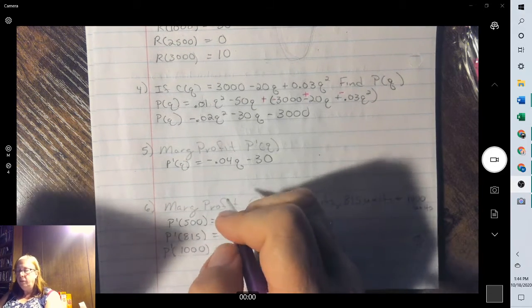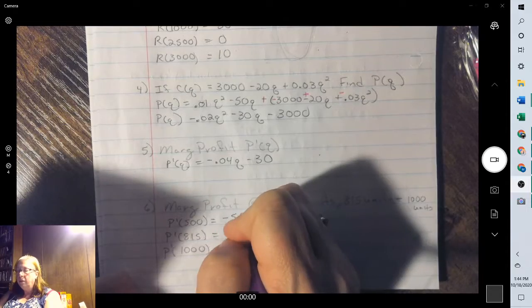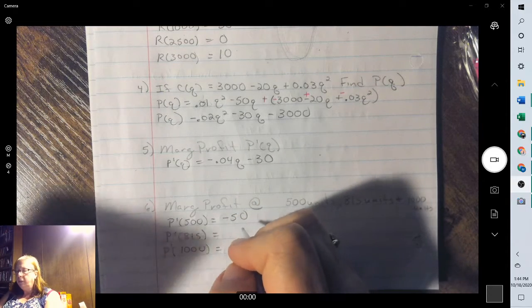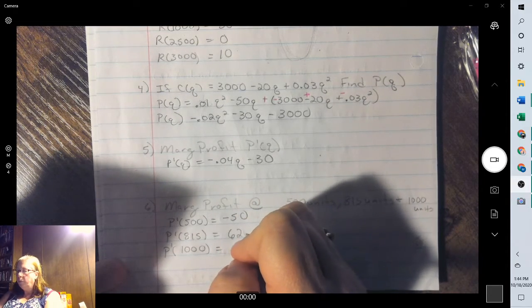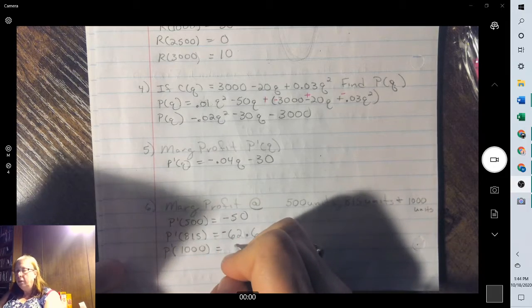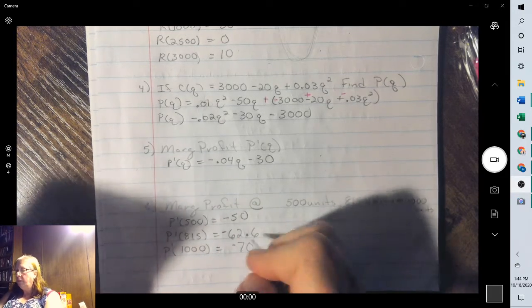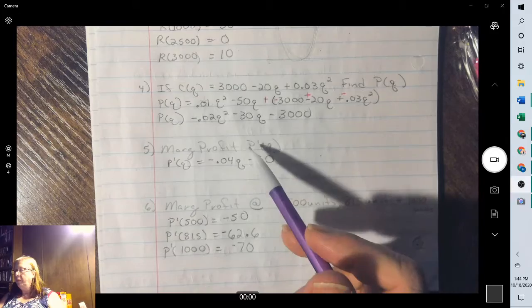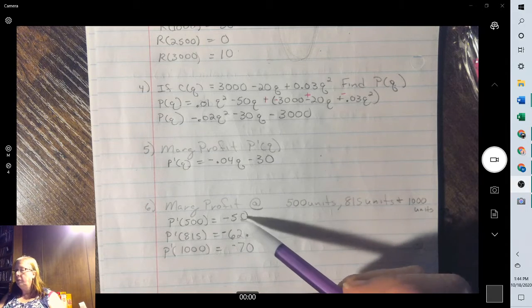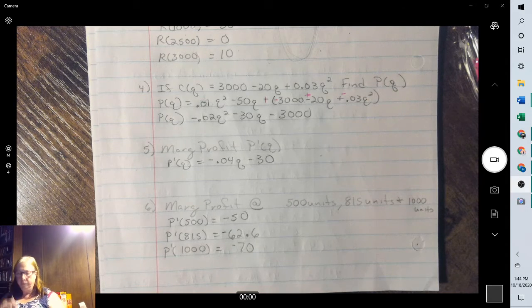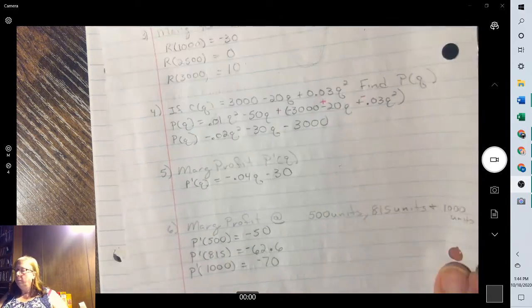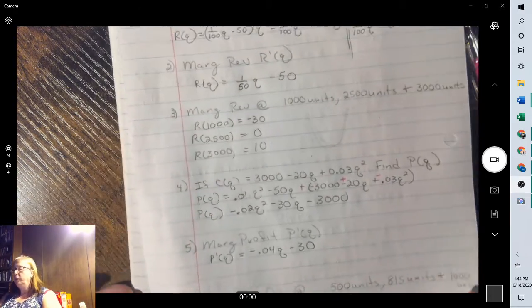At 500, we get a negative 50. At 815, I got negative 62.6. And the last one, negative 70. So this profit, the rate of change keeps decreasing. That's everything for these two sections.